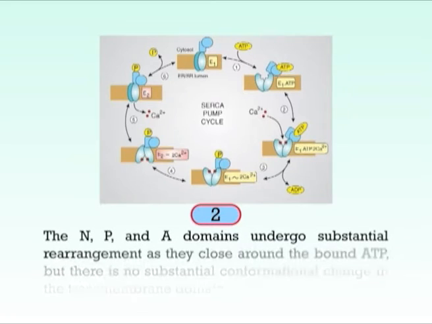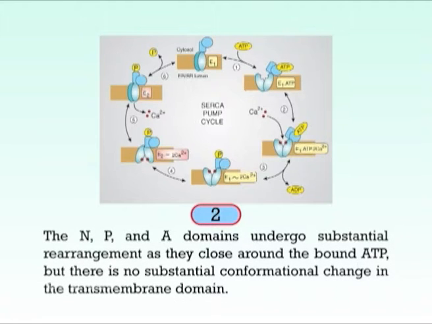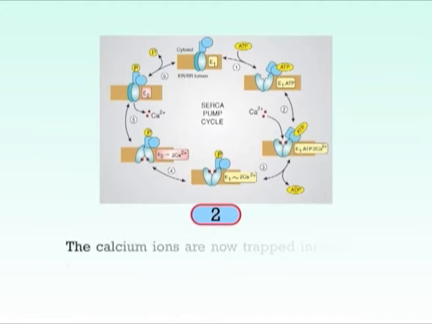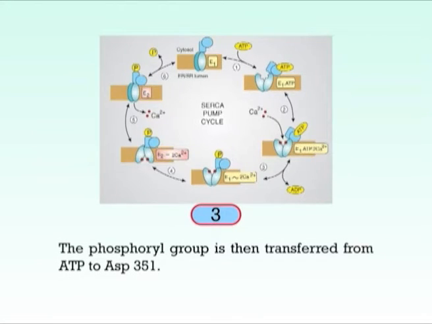The N, P, and A domains undergo substantial rearrangement as they close around the bound ATP. But there is no substantial conformational change in the transmembrane domain. The calcium ions are now trapped inside the enzyme. The third step is the phosphoryl group is then transferred from ATP to aspartate 351.